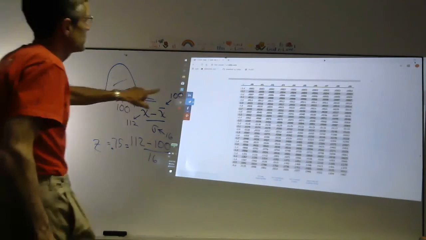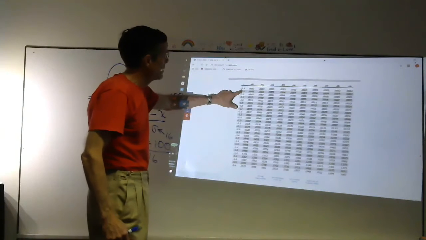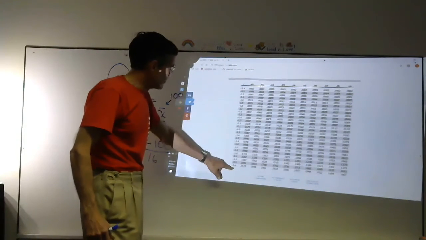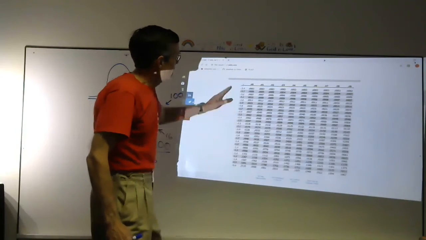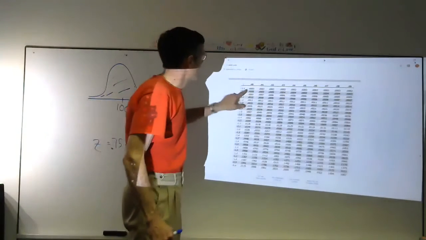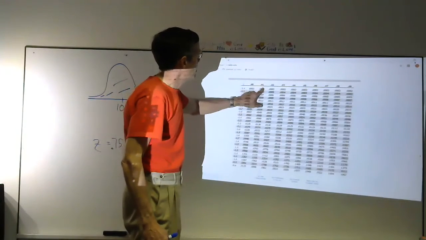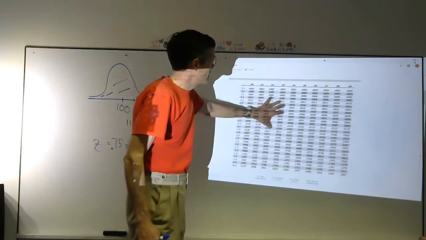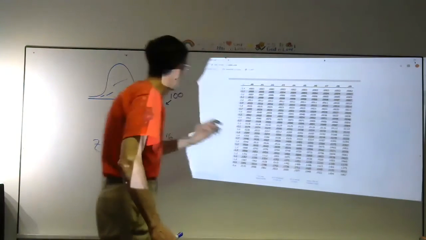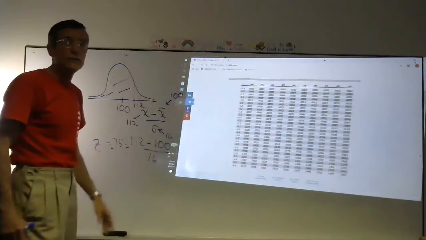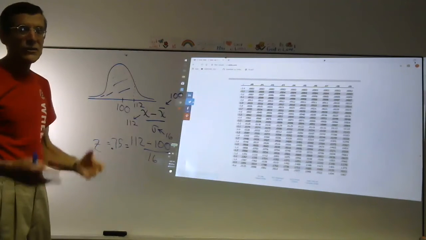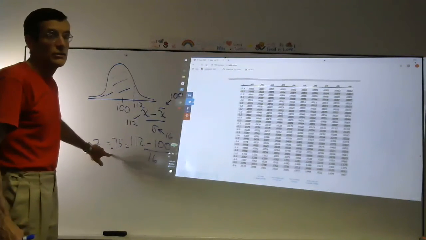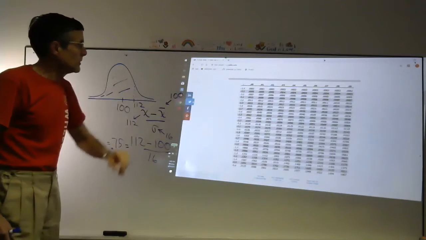This column tells you the z-score: -3.4, -3.3, the whole way up to 0. And then here are the hundredths, like -3.41 would be right here. The body of the table gives you the area that we're looking for. So that's the beauty of it. If you can find the z-score, how many standard deviations away, you just look it up on your table.